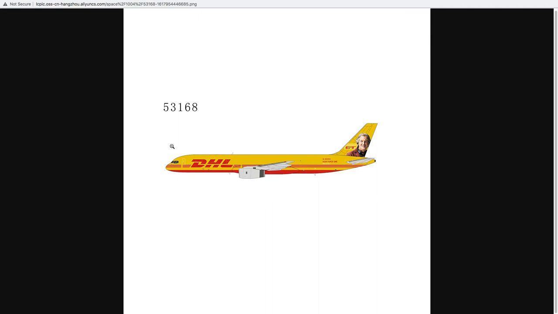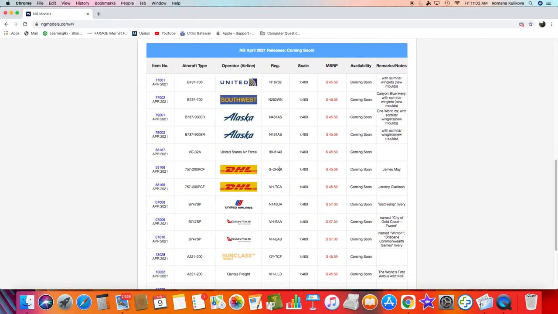Basically, Richard Hammond, James May, and Jeremy Clarkson all host this car TV show. Personally, I'm gonna admit, I watched The Grand Tour. This is a DHL 757-200, registration Golf Delta Hotel Kilo Kilo. This is in the James May Air Force One livery, GDHKK. It's 1-400, the price is $45.59.